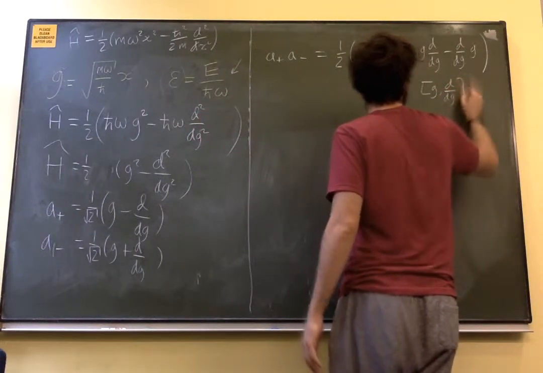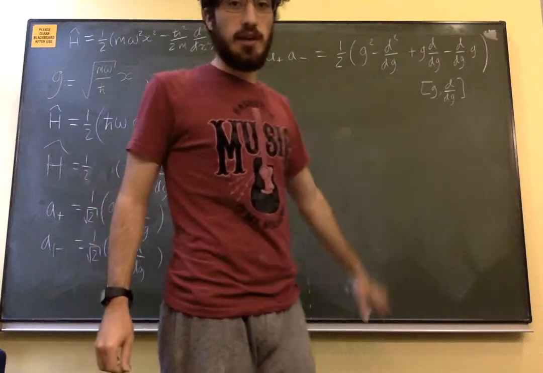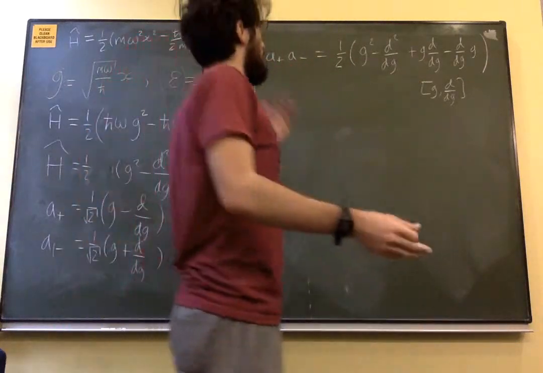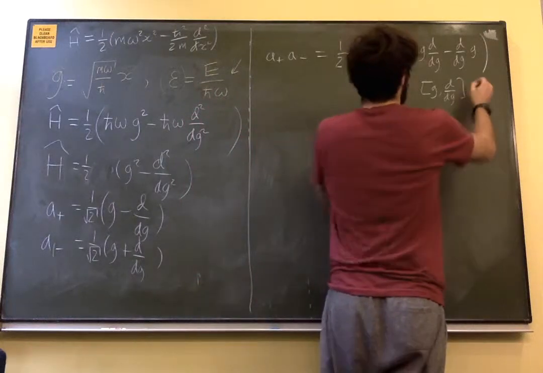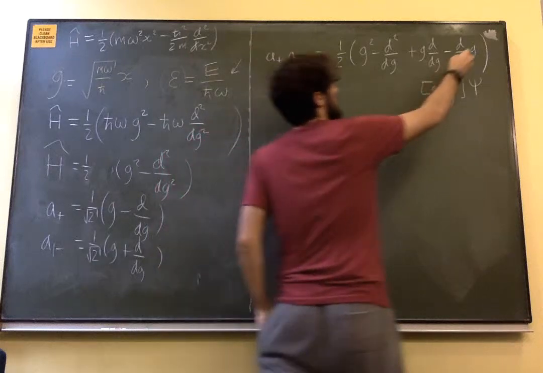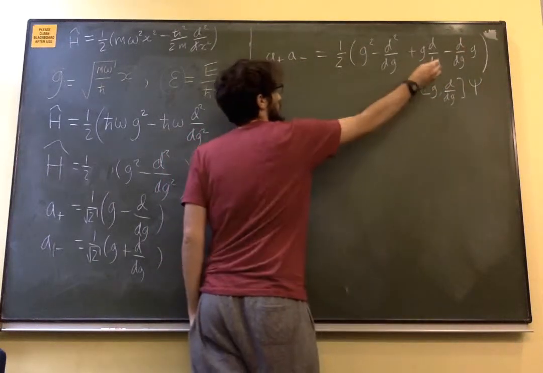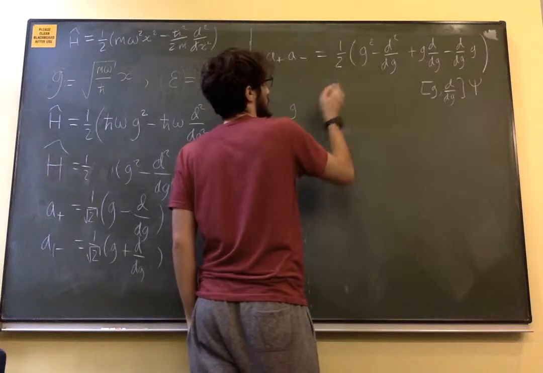This is the commutator of g with d/dg. But we can simplify this. How do we simplify expressions involving commutators? We have to apply it to some psi, because this thing right here is not d by dg of g. What this term is, you'll see in a second.